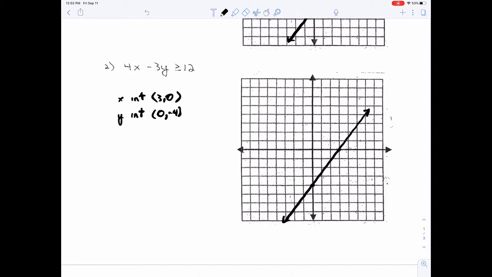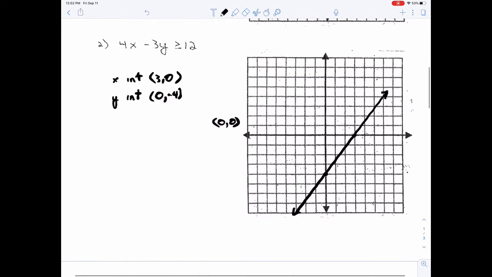So I'll just pick, and I like to pick points on the axes just because they're easy. So let's go for 0, 0. That would be the point on this side. It's the point right there. And let's see if plugging in 0 will make the statement true. So we have 4 times 0 minus 3 times 0. Is that greater than or equal to 12? Well, is 0 minus 0 greater than or equal to 12? No, it's not. So the side of the graph that contains point 0, 0 does not make that statement true.